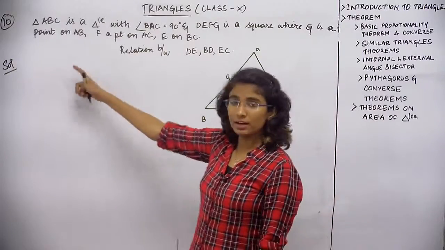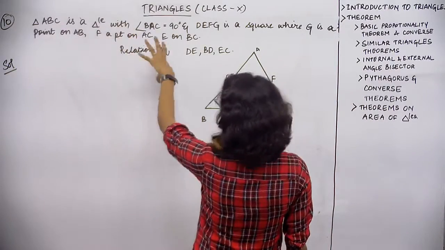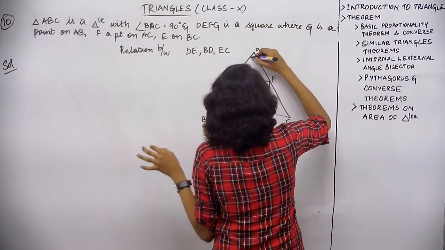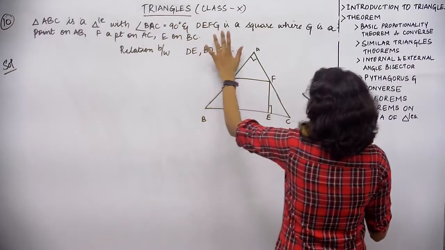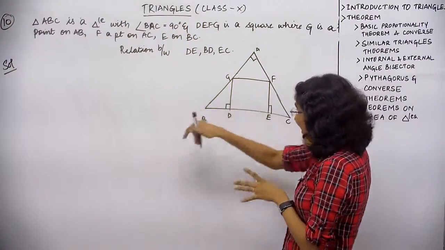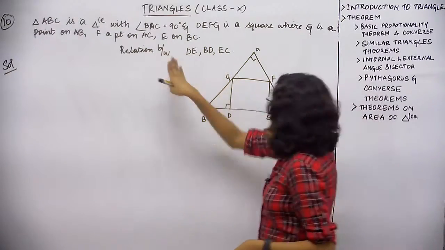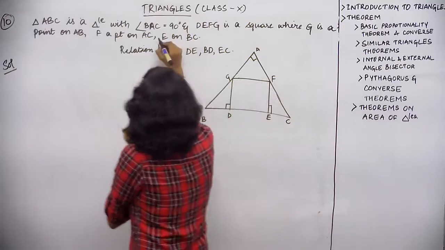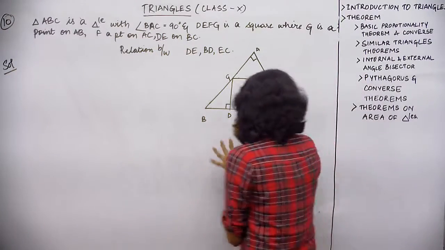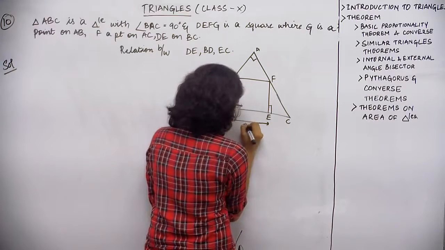So here we have the 10th question. Triangle ABC is a triangle with angle BAC equal to 90, and DEFG is a square where G is a point on AB, F a point on AC, and E on BC. This should be D. Okay, D on BC, right? So let us suppose this is of the same side, some A.